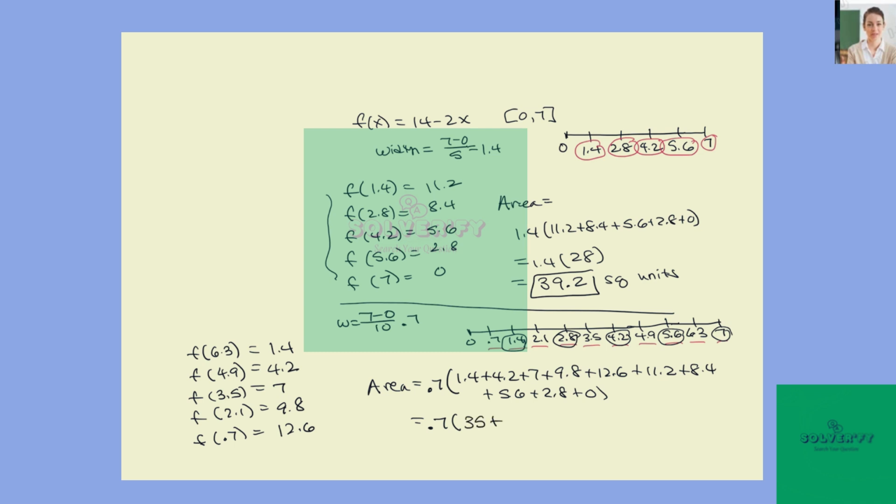But remember, I had the 28 from above, so I'm going to bring them in, which is going to be 35 plus 28 is 0.7 times 63. And that's going to give me 44.1 square units.